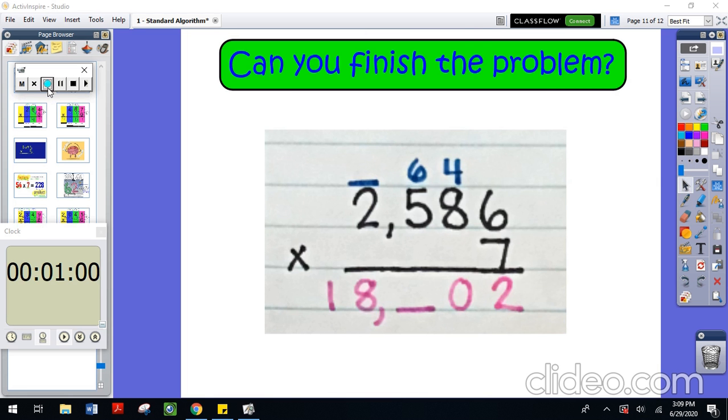Using what we've talked about today with standard algorithm, see if you can finish this problem. You have 1 minute to see if you can finish the problem using standard algorithm.